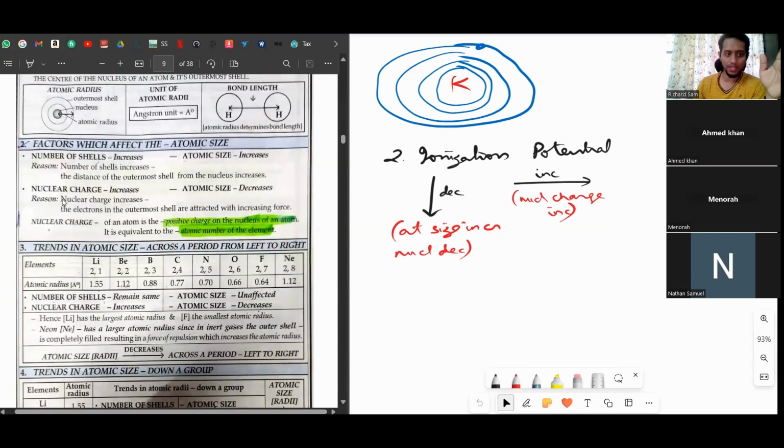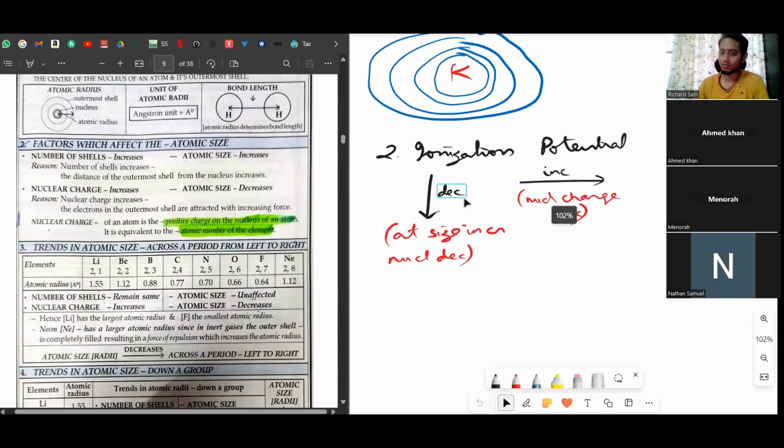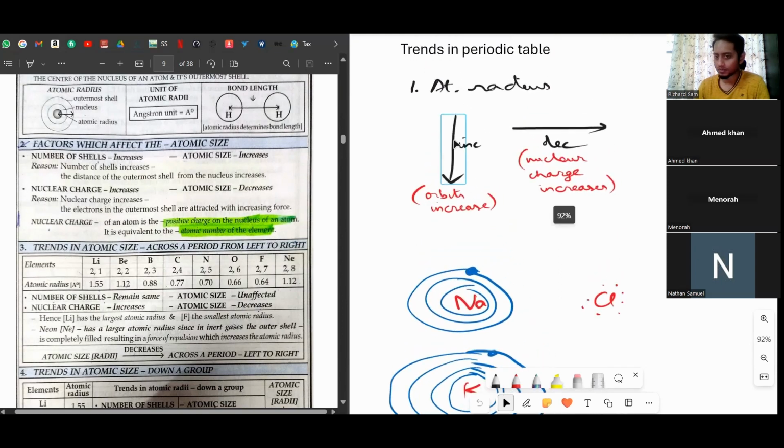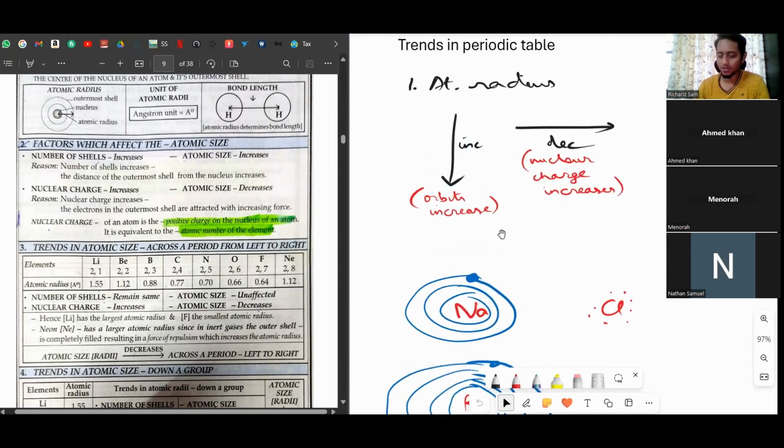Let's look at the first one again. Atomic size depends on the number of shells. Here is a list of elements of which group or which period? Lithium, beryllium, boron. These are all elements in which period? Not group two, period two. Right, period 2.